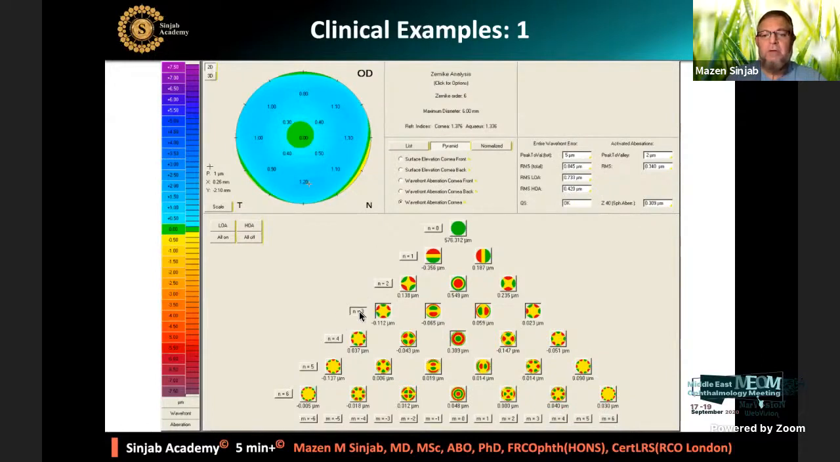As you see here, the pyramid of Zernike, we click on the N3 in order to activate the four high order aberrations, which are the vertical and horizontal coma, the vertical and horizontal trefoil, in addition to the spherical aberration in the N4, which is in the middle. So these are the five high order aberrations that we have to study.